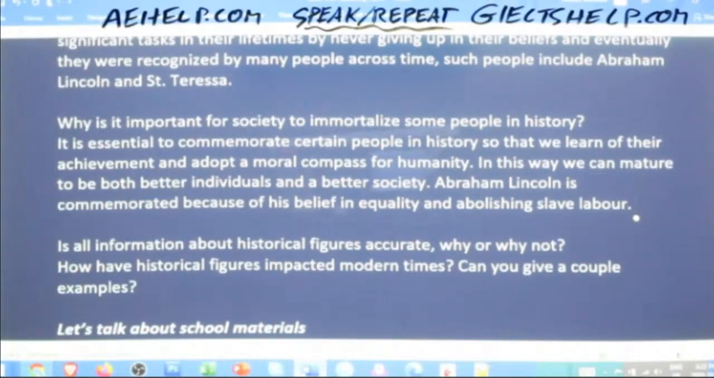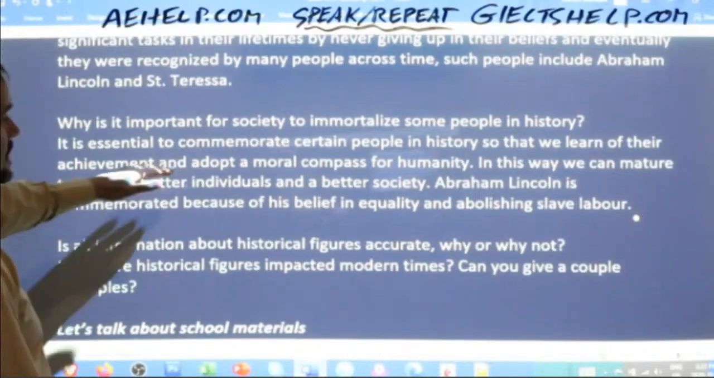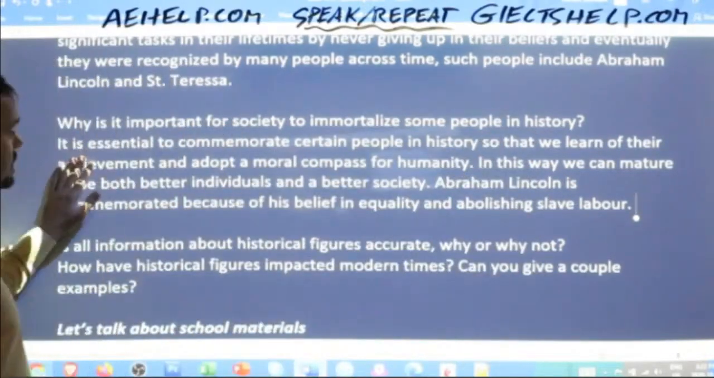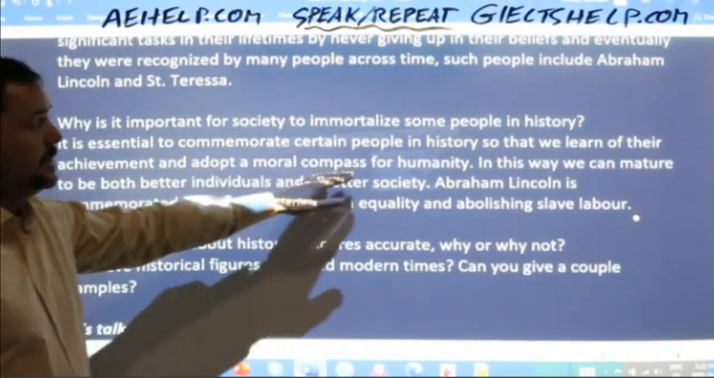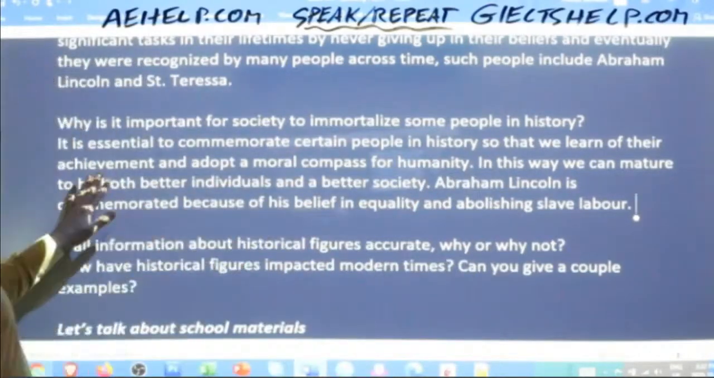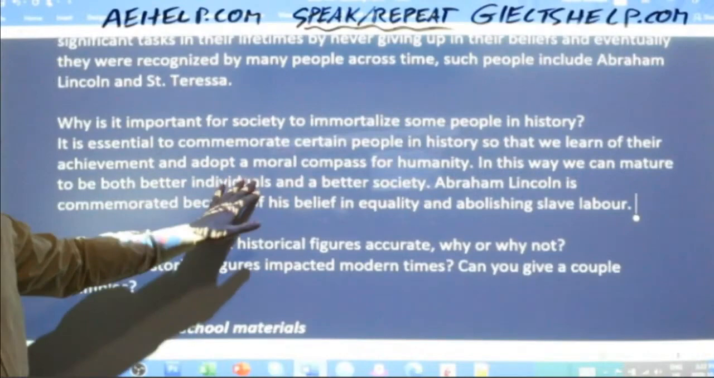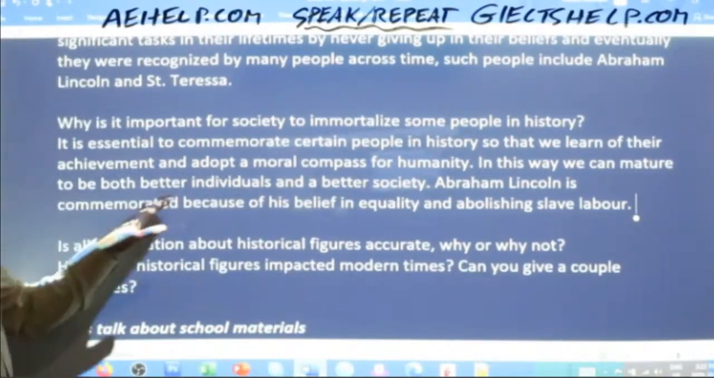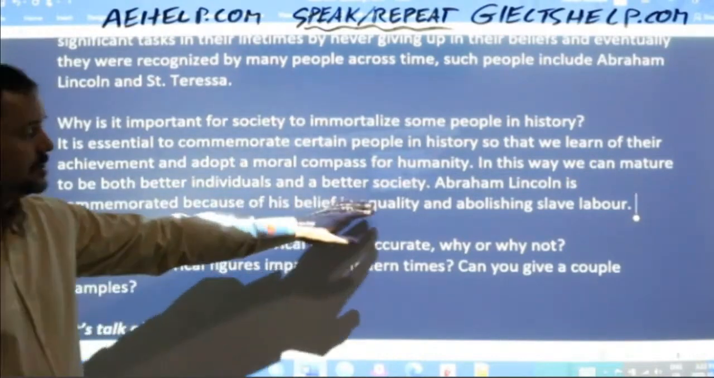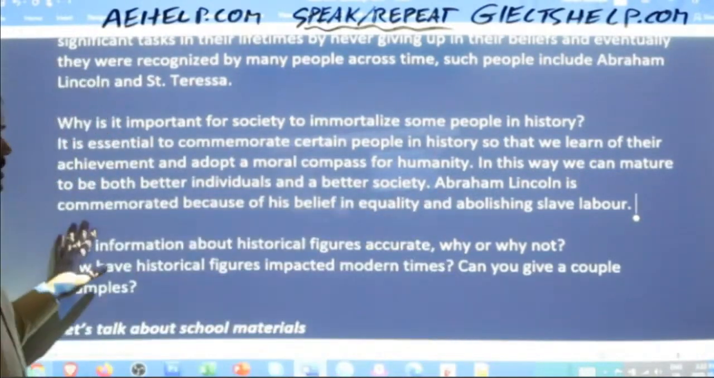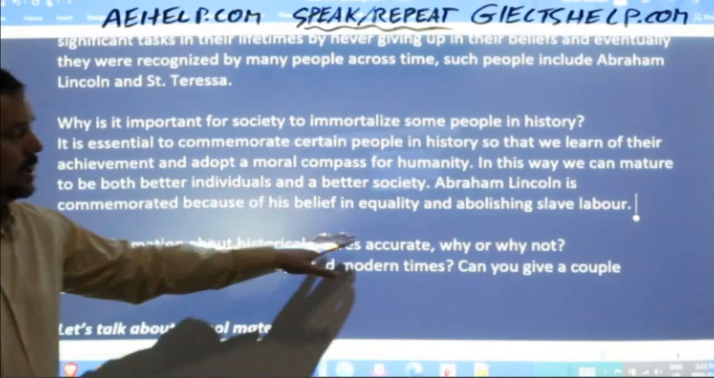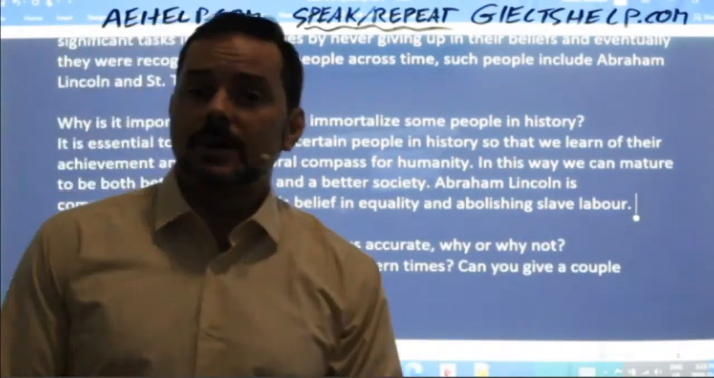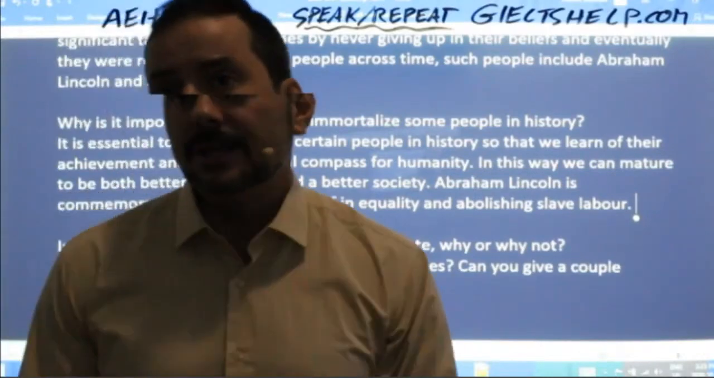Here we go. So why is it important for society to immortalize some people in history? It is essential to commemorate certain people in history so that we learn of their achievement and adopt a moral compass for humanity. In this way, we can mature to be both better individuals and a better society. Abraham Lincoln is commemorated because of his belief in equality and abolishing slave labor, above and beyond being one of the great American presidents, right?